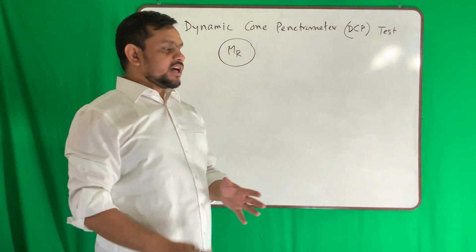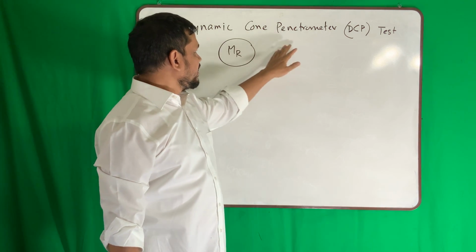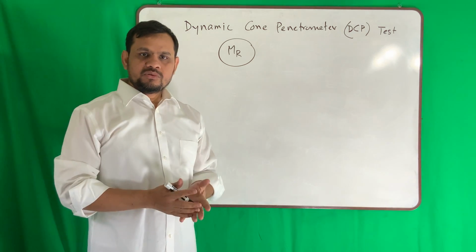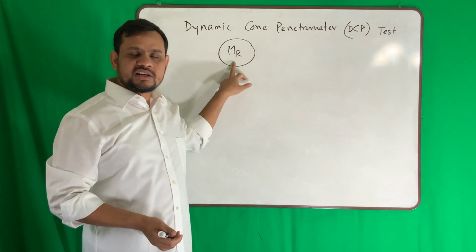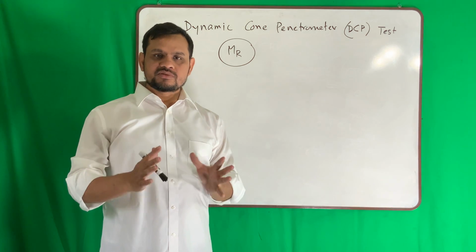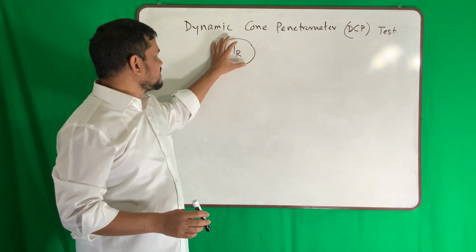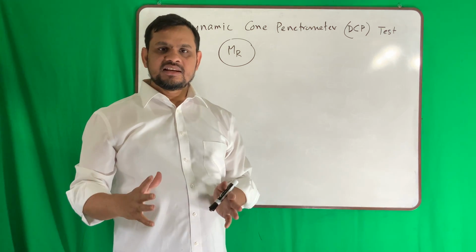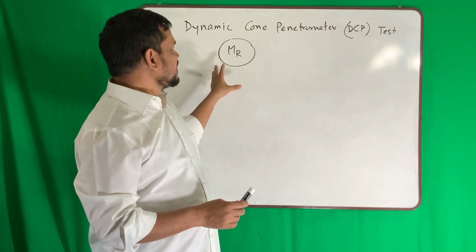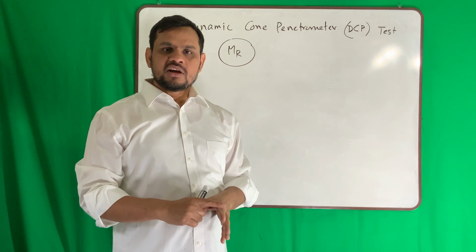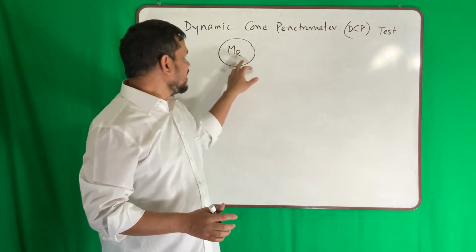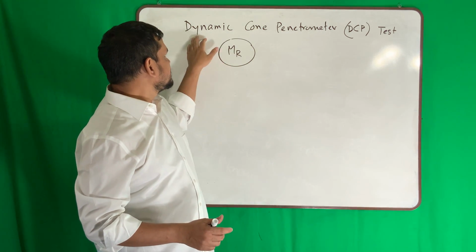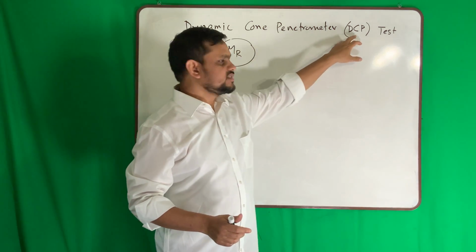In this video lecture, I will discuss the dynamic cone penetrometer test for soil or aggregate layer. Why do we do this test? Our ultimate target is to measure the resilient modulus of soil or aggregate layer. But this test is so expensive in terms of time, labor, skill, and equipment. So we make some shortcut. In another video, I showed how to find MR using California bearing ratio. In this video lecture, I will say how to find MR using DCP test.